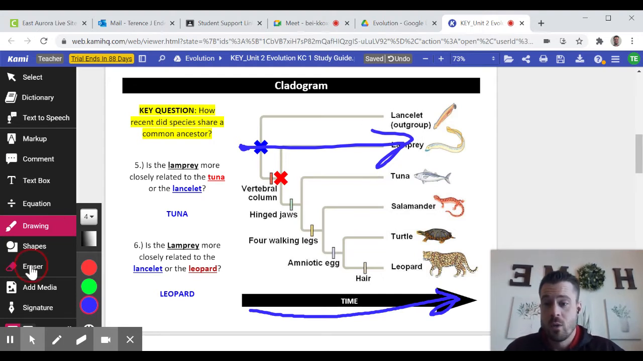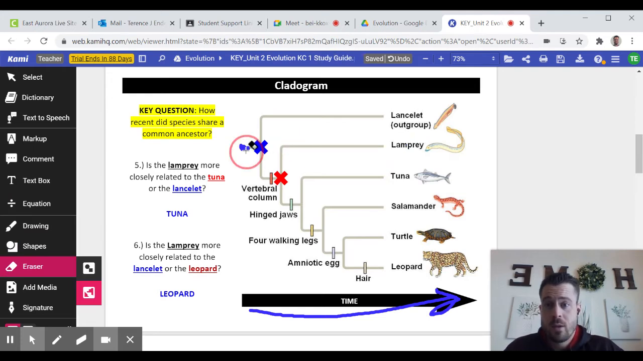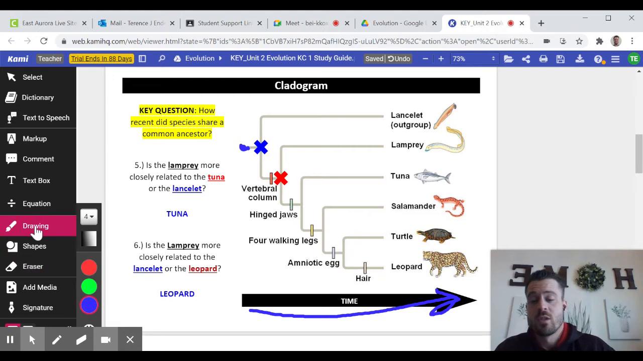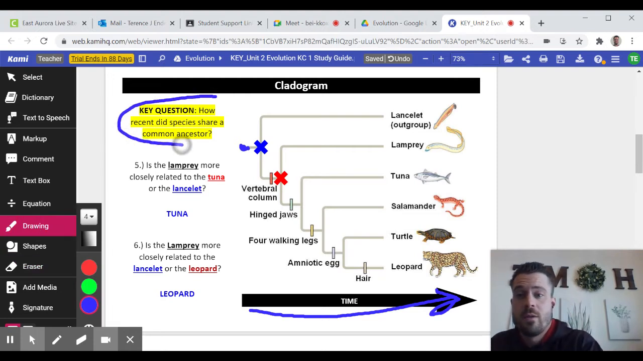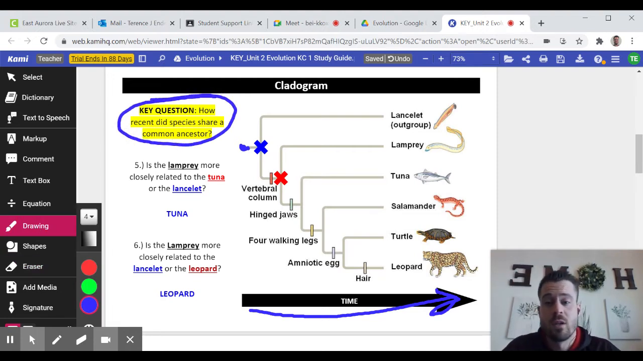The next thing you're going to want to know is how recently did species share a common ancestor, which is the question I have in yellow up here. How recently did species share a common ancestor? If it's more recent, they're more related. So the more recently you shared an ancestor, the more related you are.